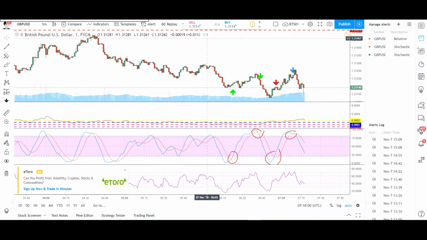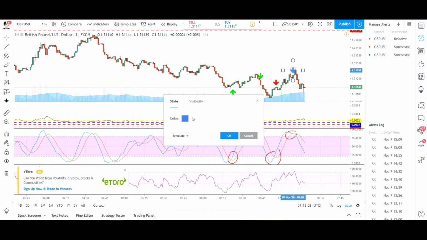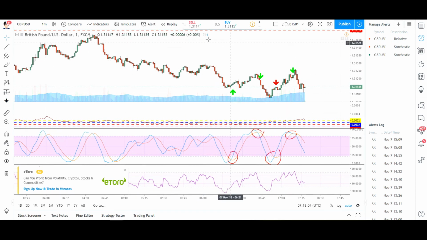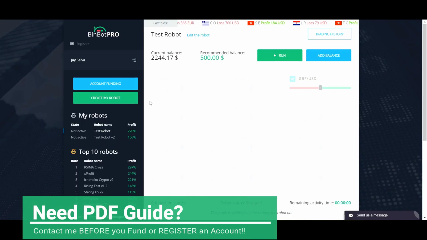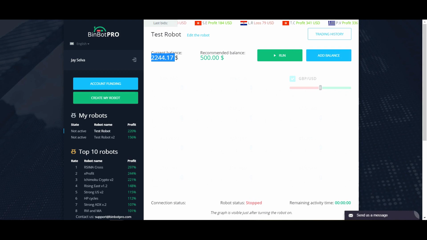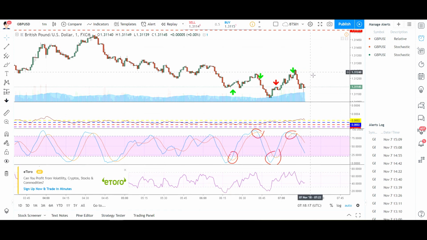Alright guys, so we're back. So it seems like it's a clear winner. This trade is a clear winner. The 7:09 winning trade, and now my balance stands at $2,244.17. So it's a pretty good trade. I think these four method C examples demonstrate pretty well how I trade method C right now.